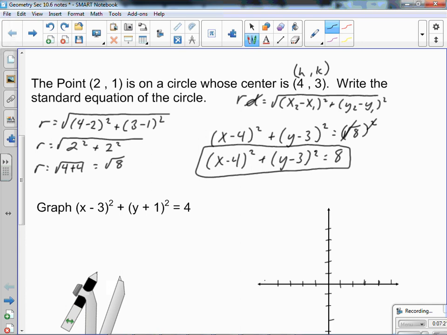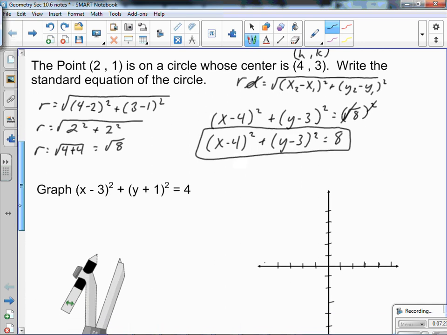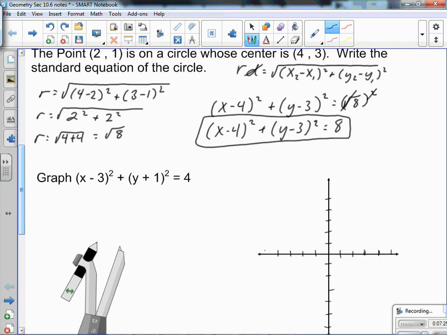Alright, so then the next one, we're actually going to graph the equation. Graph (x minus 3) squared plus (y plus 1) squared equals 4. Alright, so first we figure out what the center is, which is (h, k).